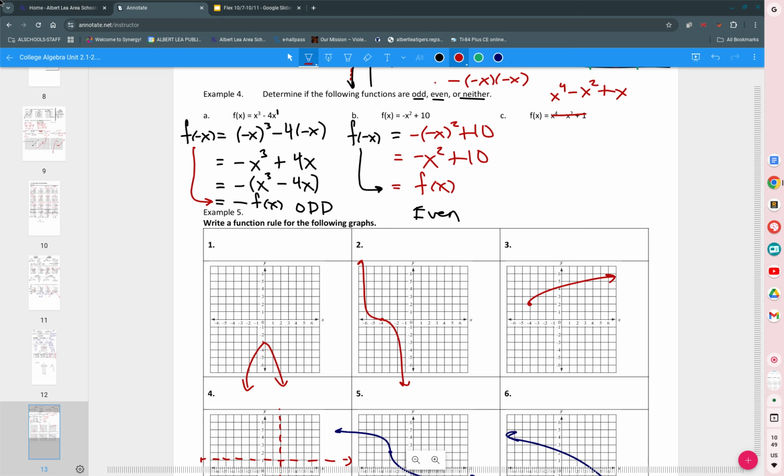Okay, so you've got both of them. It is not enough to come to the test and just tell me that this is neither. You need to show it. And the way you show it is you do f of negative x. And when we do, we get a negative x to the 4th with a minus negative x squared, and then plus a negative x.